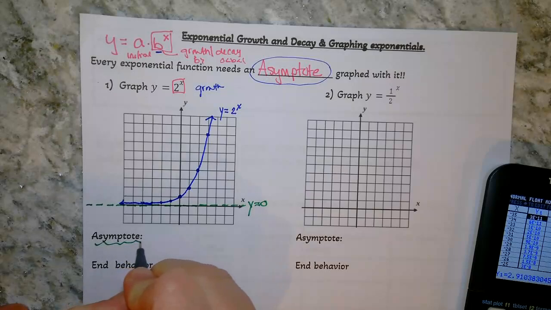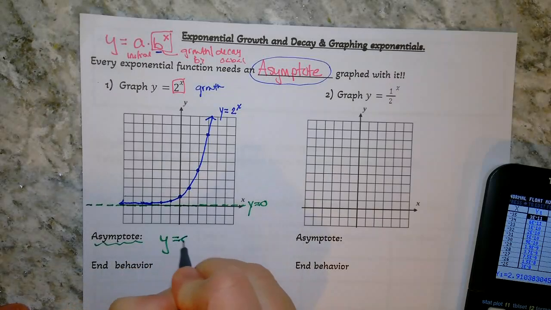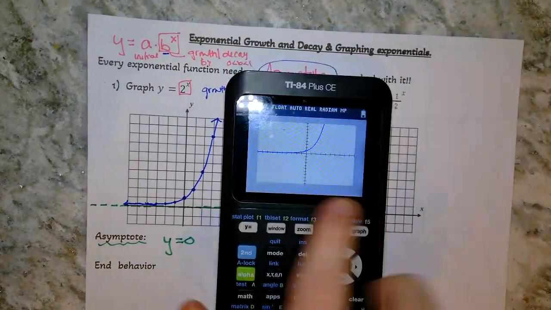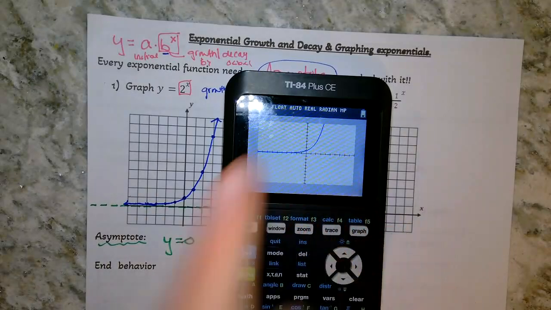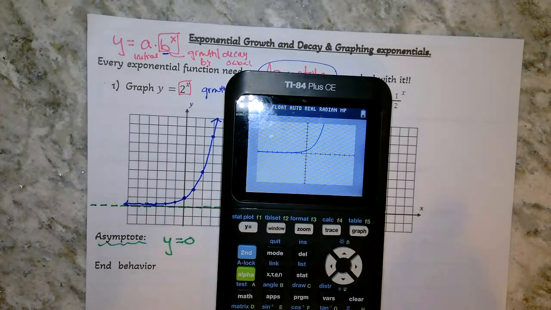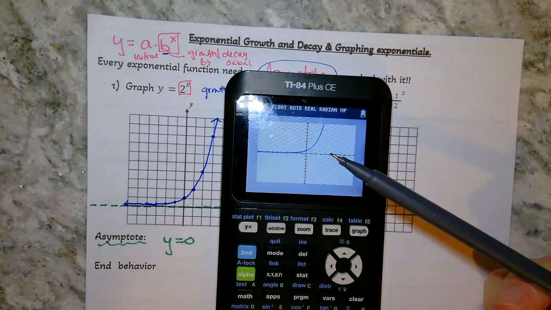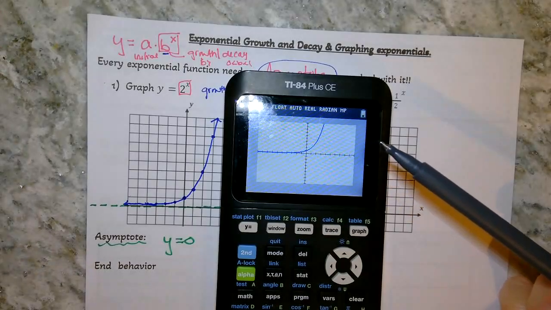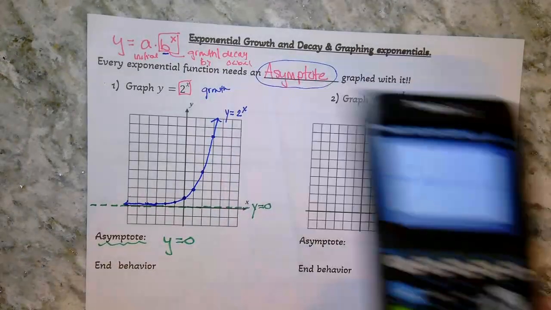Okay, so down here it says the asymptote, in this case, it's y equals 0. We've graphed it with a dashed line. Now you'll notice, does the calculator graph an asymptote? No. So you can't rely on the calculator to show it to you. You have to lock this into your brain. Exponential gets an asymptote every time.